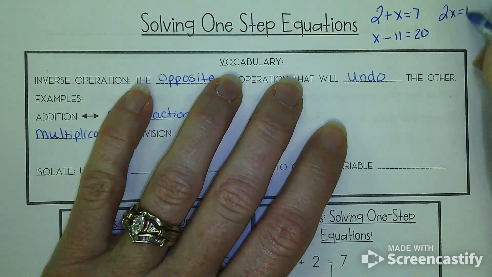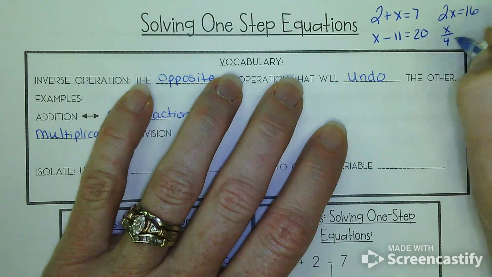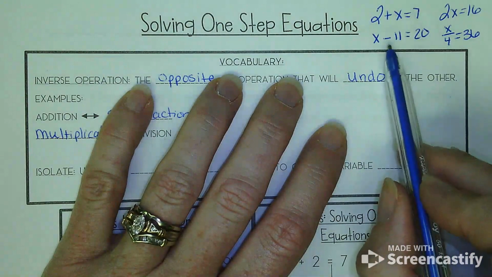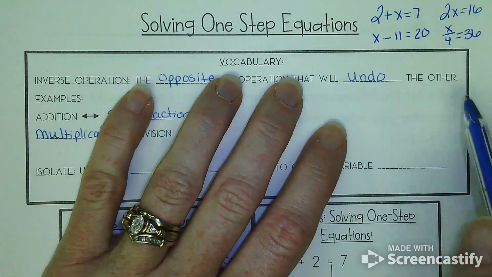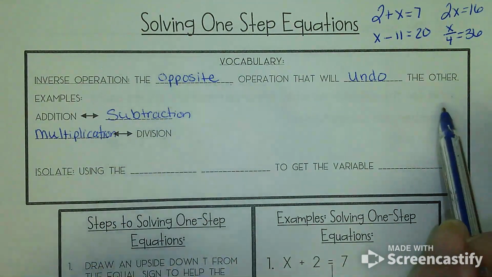Multiplication would be 2x equals 16, something like that. Or x divided by 4 equals 36. So what you're looking for is adding, subtracting, multiplying, and dividing. Here's what the styles look like, and we're going to go through the ways that you are going to solve a one-step equation.